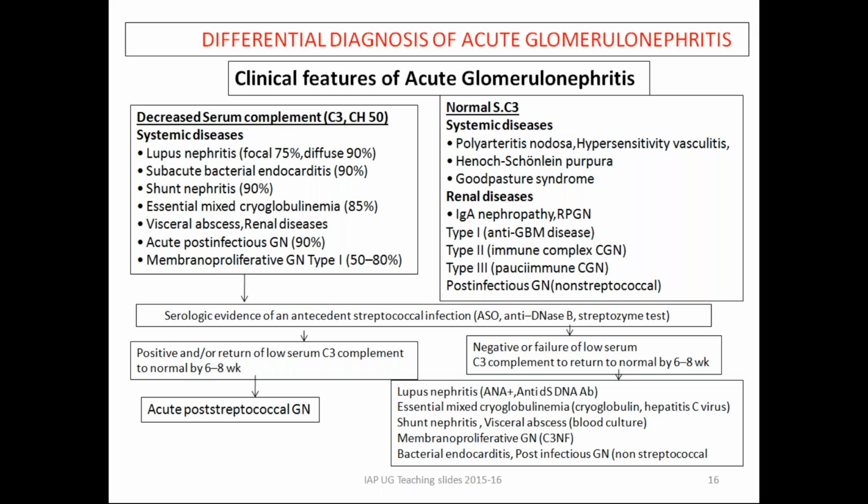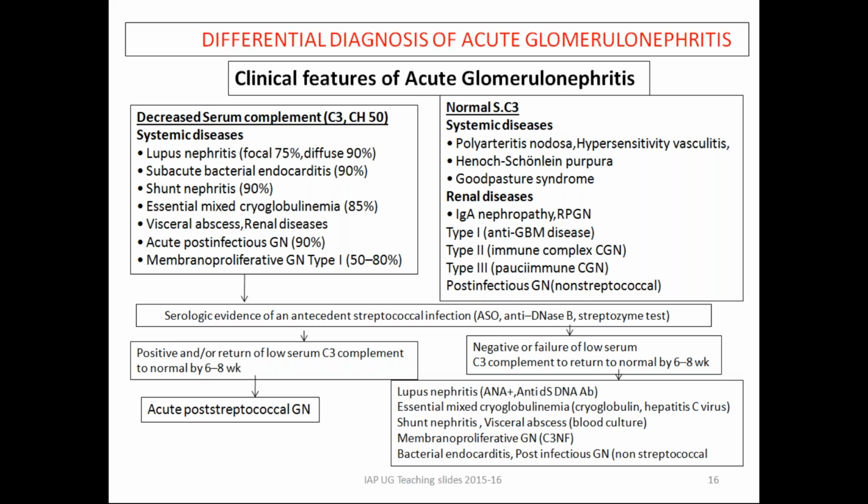Then you take an ASO titer and look for evidence of anti-DNase B or streptozyme test. If it is positive, or the low serum complement levels return to normal by 6 to 8 weeks, then you suspect acute post-streptococcal glomerulonephritis.